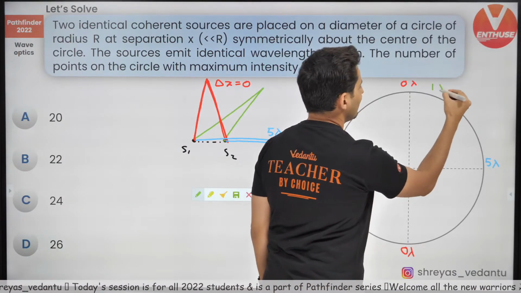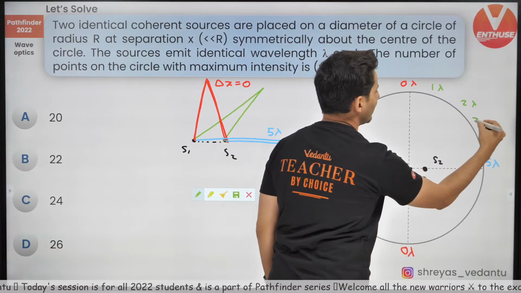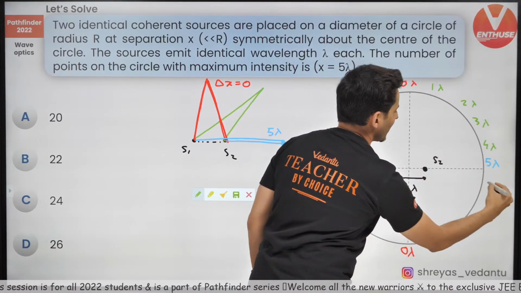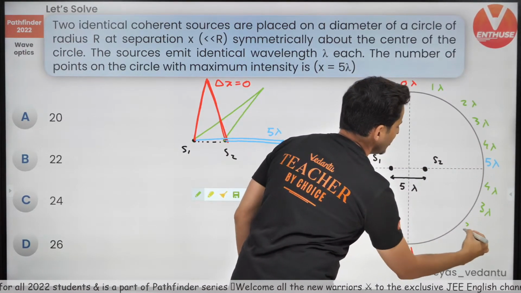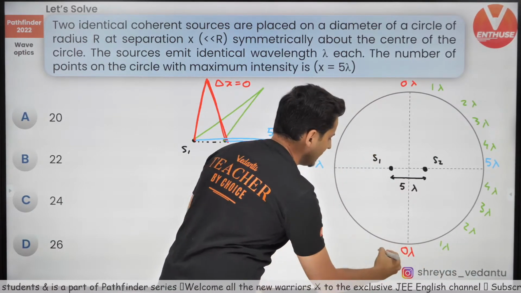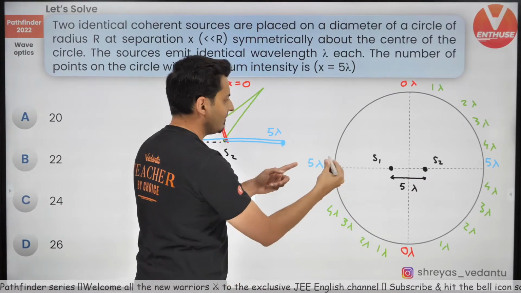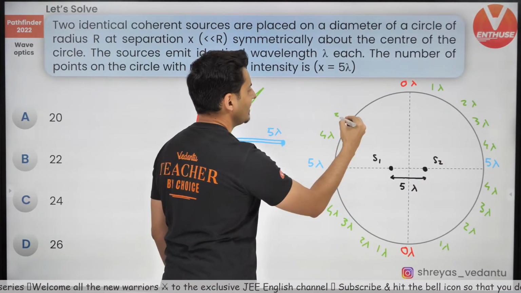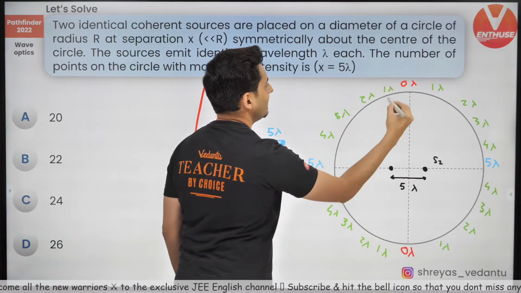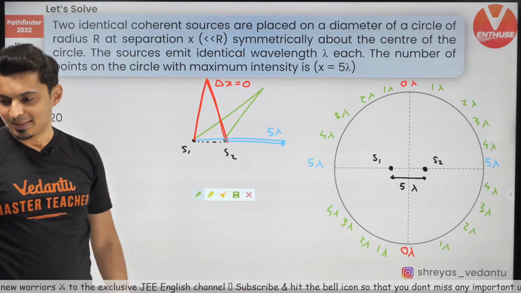This will be 1 lambda somewhere here, 2 lambda, 3 lambda, 4 lambda, here 4 lambda, 3 lambda, 2 lambda, 1 lambda, 0 lambda, 1 lambda, 2 lambda, 3 lambda, 4 lambda, again 5 lambda, then again 4 lambda, 3 lambda, 2 lambda, 1 lambda. Just count it, it's very easy.